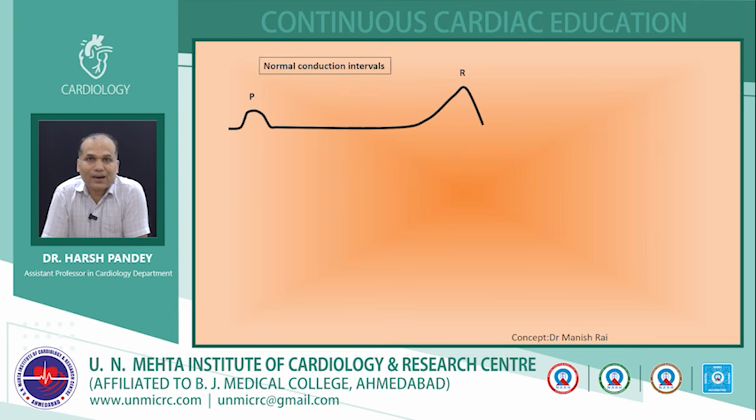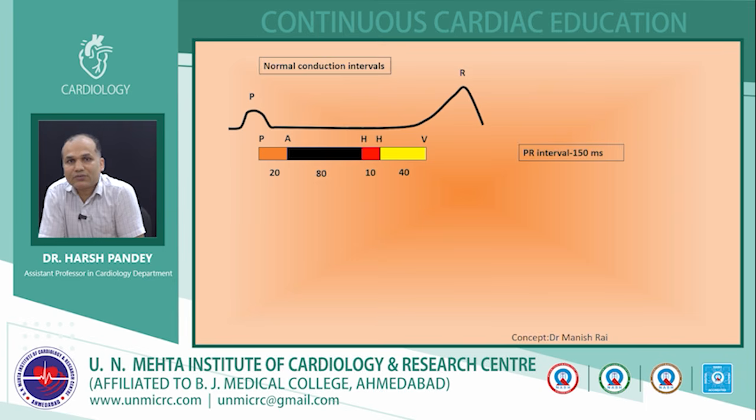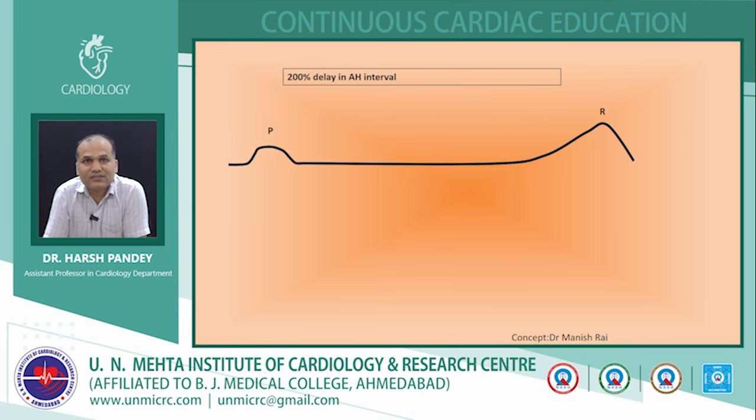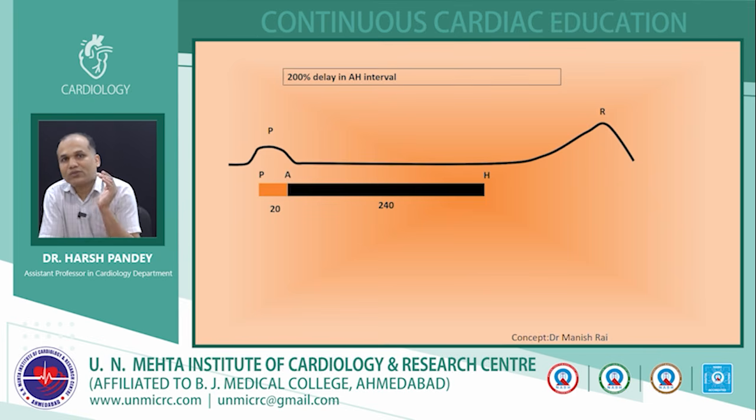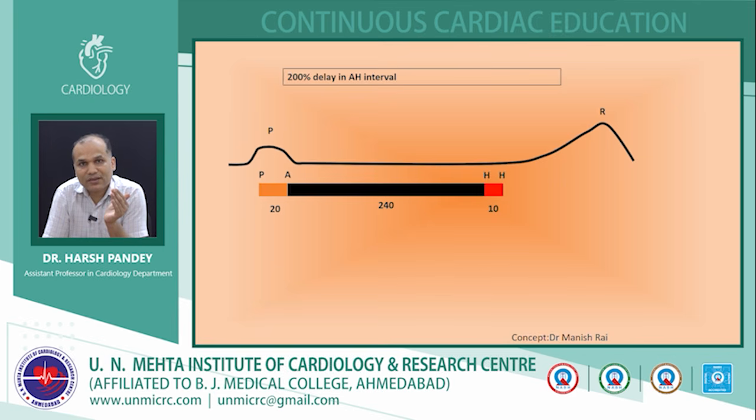So suppose this is a hypothetical scenario: in this PR segment, P to A was 20 millisecond, A to H was 80 millisecond, H to H was 10 millisecond, H to V was 40 millisecond, and the total PR interval, the summation of all these intervals, was 150 millisecond. Suppose I increase the AH interval by 200%, so it increases 3 times. P to A was 20, and A to H from 80 becomes 240 millisecond. H to H remains the same at 10 millisecond, and H to V was 40. So the total PR here is 310 millisecond.